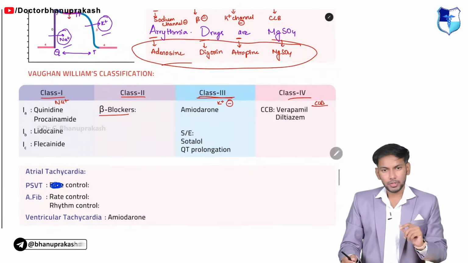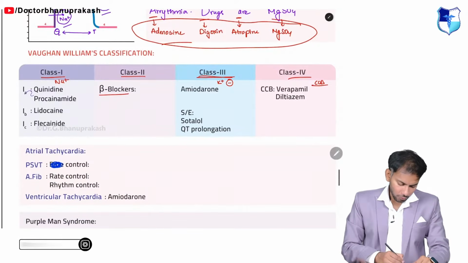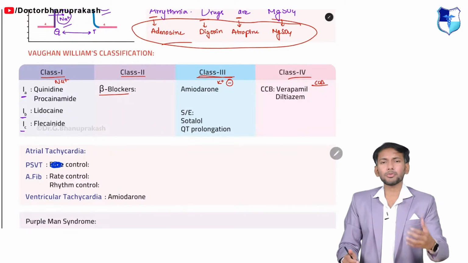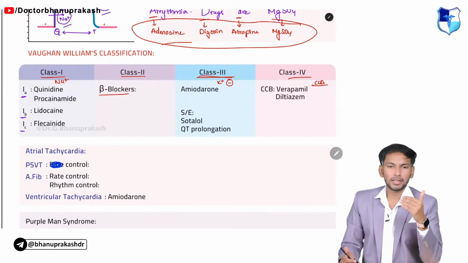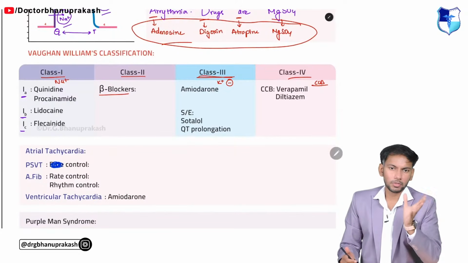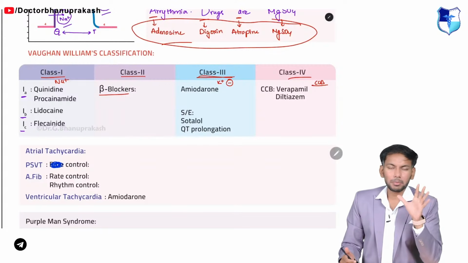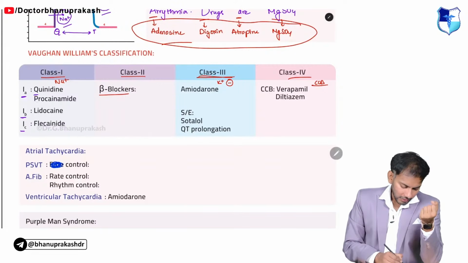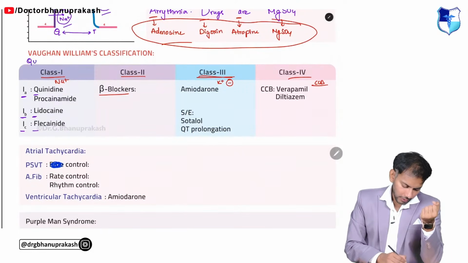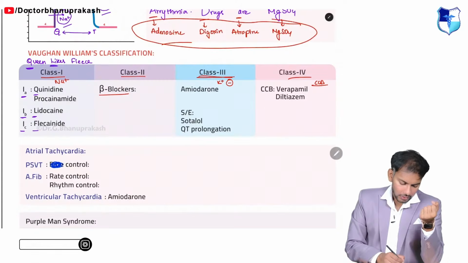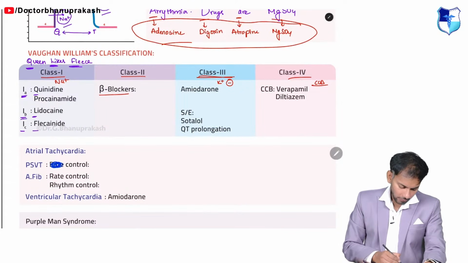Now, class 1 is unfortunately again divided into 3. If you have attended my class, I usually tell you a story about a girl who buys fleas. So I remember it with the help of a mnemonic. Queen likes fleas. Q is for quinidine, likes is for lignocaine, fleas is for flecainide. These are 1A, 1B, 1C.